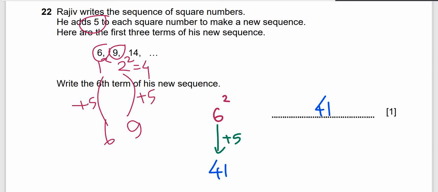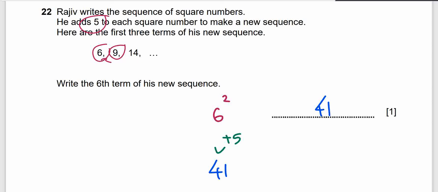Now the sixth term here, we got the 6th term. So the logic is we follow the pattern. The pattern will be 6 square plus 5. 6 square is 36 plus 5 is 41. So that's how we got the answer.